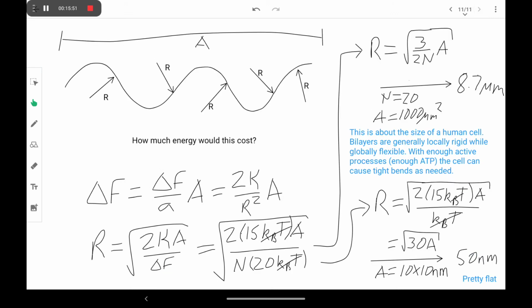Okay, so we can now wrap this up with some good concrete examples, and this can help us understand the rigidity of the cell and its robustness. So let's, for example, take a look.